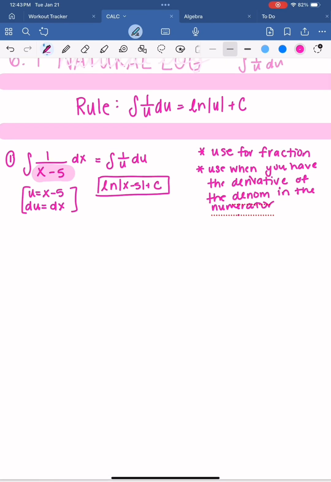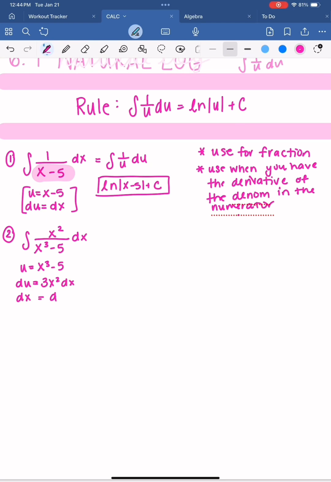All right, next example, let's see what we got here. So we're going to have the integral of x squared over x cubed minus 5 dx. Notice how the derivative of the denominator is 3x squared. You have that in the numerator. You're just missing the 3. So u is the denominator. Du is 3x squared dx.